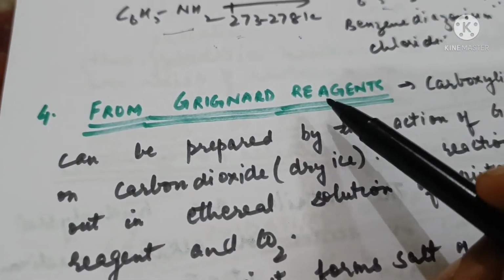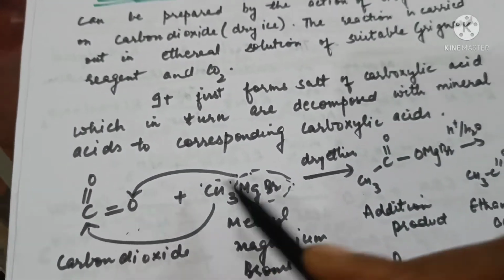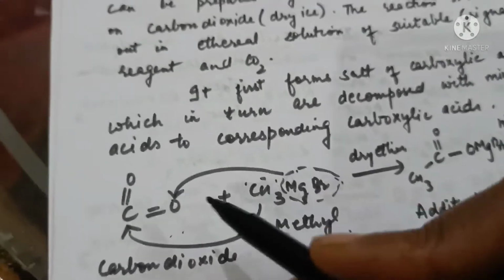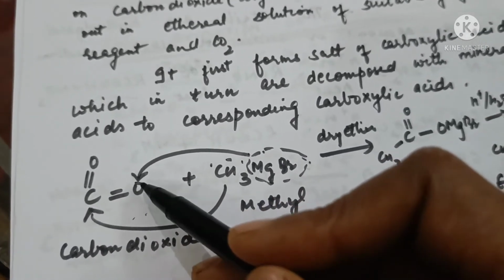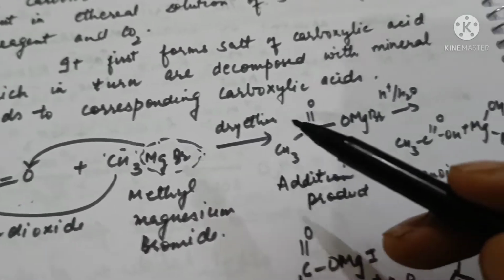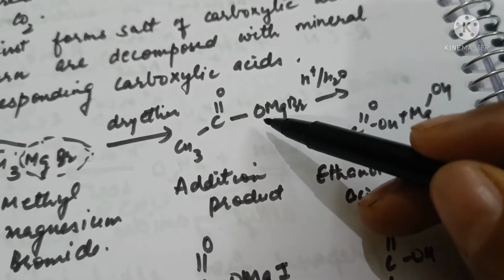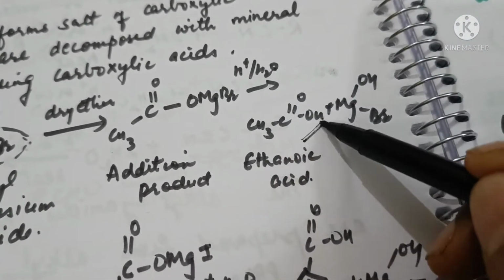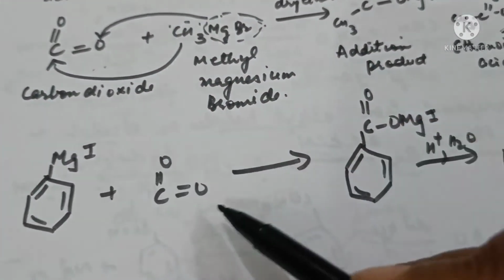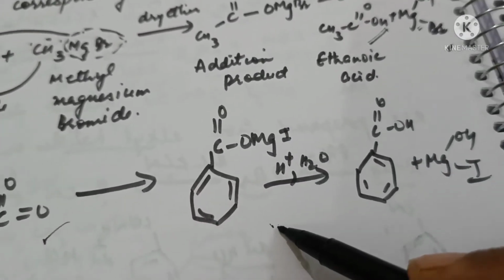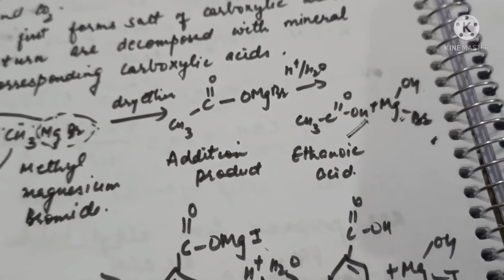Then we can also prepare carboxylic acid from Grignard reagent by the action of Grignard reagent on carbon dioxide in the presence of dry ether. So the methyl group will be added to the carbon and MgBr to the oxygen of the double bond in presence of dry ether to form an addition product, which on acid hydrolysis will produce ethanoic acid and magnesium hydroxybromide. Similarly, phenyl magnesium iodide, when treated with carbon dioxide, will again form an addition product, which on hydrolysis will give benzoic acid and magnesium hydroxyiodide.